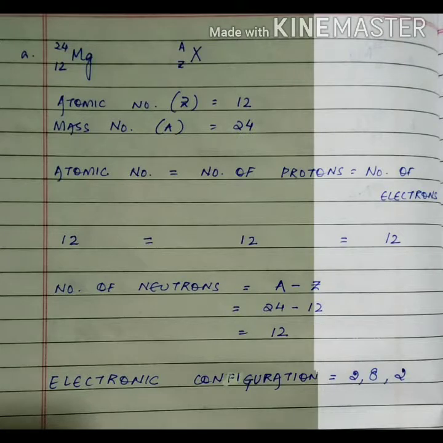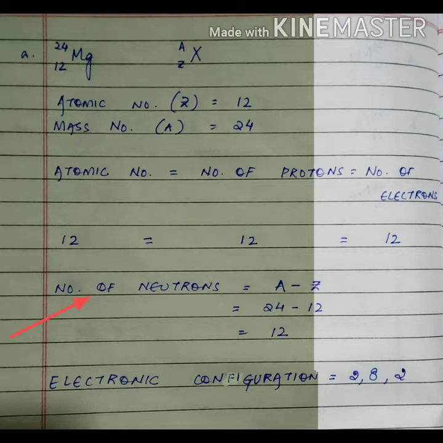Now we have already discussed that X stands for the element, A stands for the mass number, and Z stands for atomic number. So in magnesium, the atomic number, that is Z, is equal to 12 and mass number A equals 24. We have also discussed that atomic number is equal to the number of protons, which in turn is equal to the number of electrons. So if atomic number is 12, the number of protons will also be 12 and the number of electrons will also be 12. Now the number of neutrons.